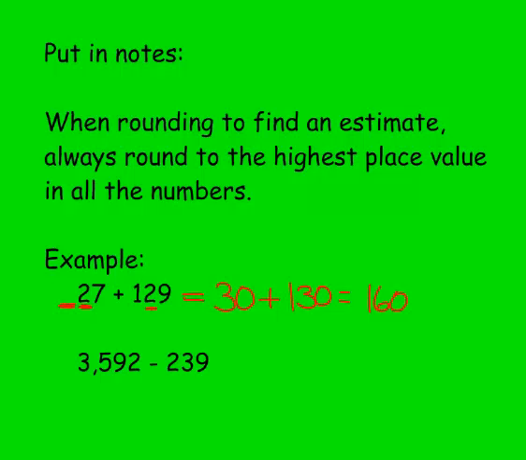Looking at the second one, I do not have any thousands here, so I'm going to have to round to the hundreds place. I look next door and I see it's a 9, so this becomes 3,600 minus, and the 3 does not change the 2, becomes 200, and in my head I can do that quickly, 3,400.